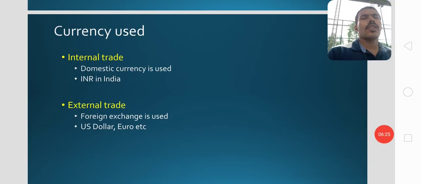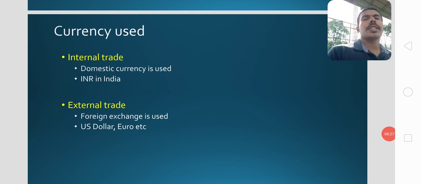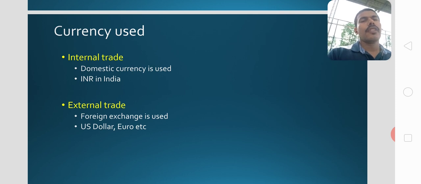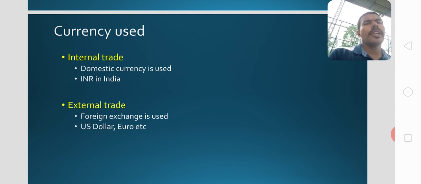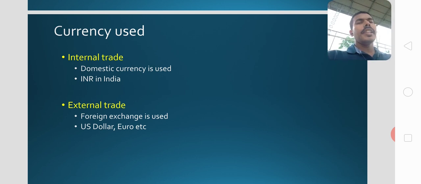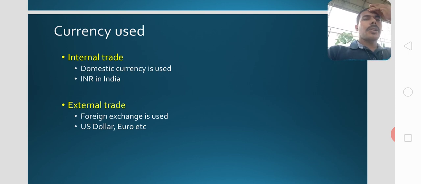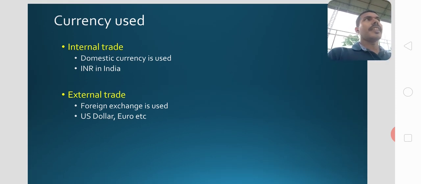On the basis of currency used for purchasing commodities, internal and external trade are different. For example, in the case of internal trade, we know that the domestic currency is used. In India, it is the Indian rupee. In United States, it is the United States dollar. When we purchase something from a shop, we use our own currency. We cannot use United States dollars. It is meaningless. It doesn't have any value in India for domestic purchase.